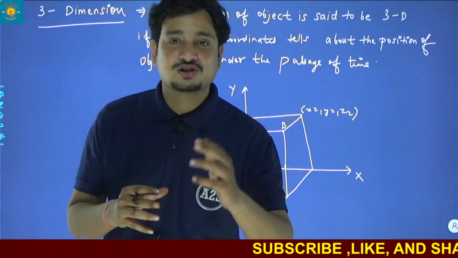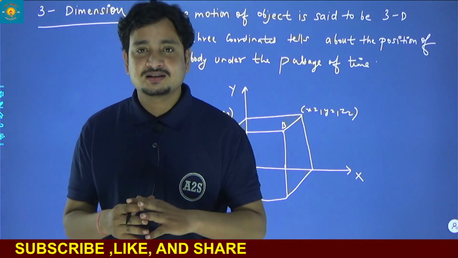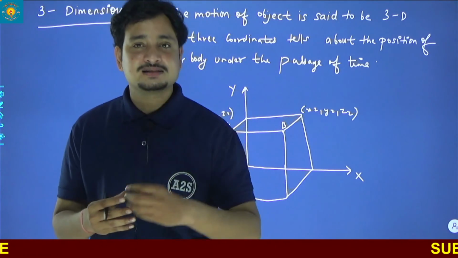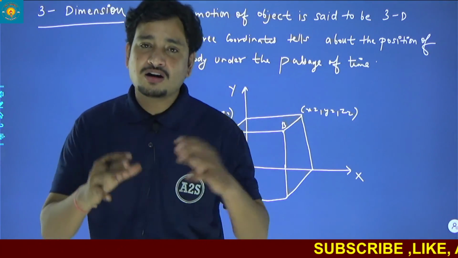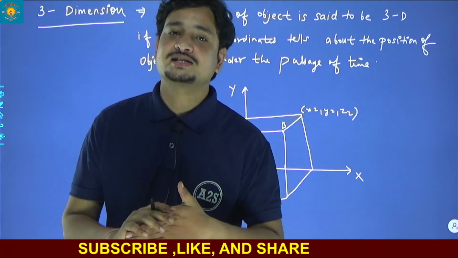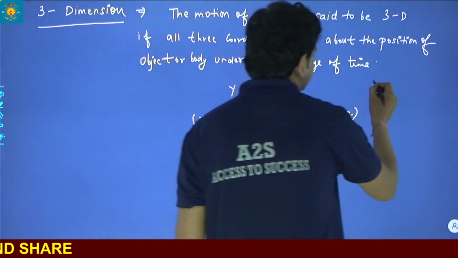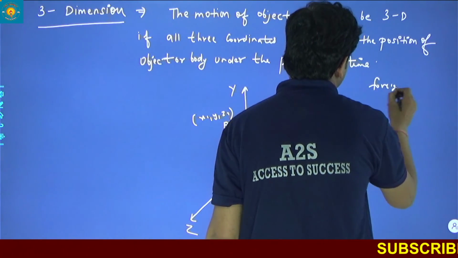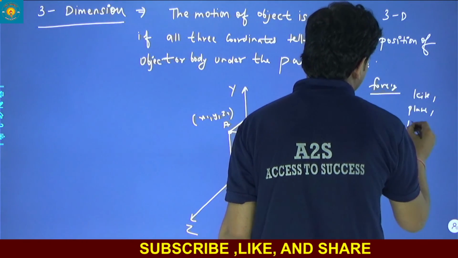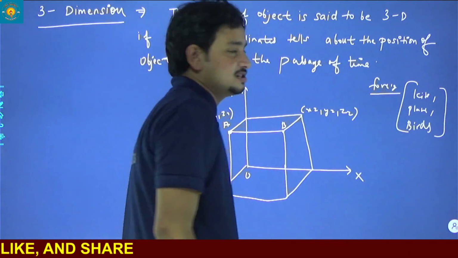Example, motion of kites. Take a plane that is flying. So kites, birds, planes, jets, these are all examples of 3-dimension motion. They are all examples of 3-dimension motion. Clear? Kite, for example, as we are talking about, plane, birds, they are all examples of 3 dimensions.